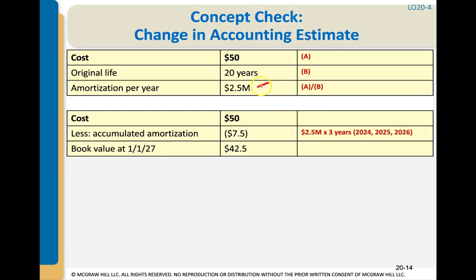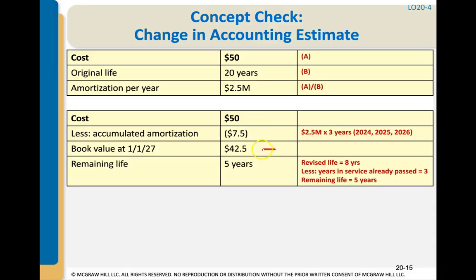So if I had amortization expense of $2.5 million per year, then my net book value on 1/1/27 would be the $50 million cost, less my accumulated amortization of $7.5 million, and that consists of the $2.5 million per year for 2024, 2025, and 2026. So my net book value on January 1, 2027 is $42.5 million. And now they revised the life of the patent to 8 years. So how do we account for that?